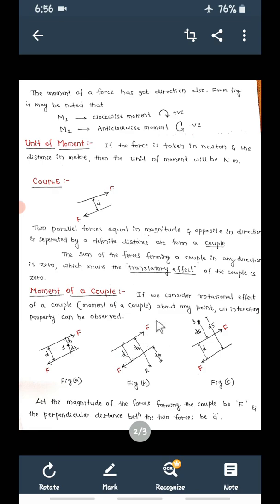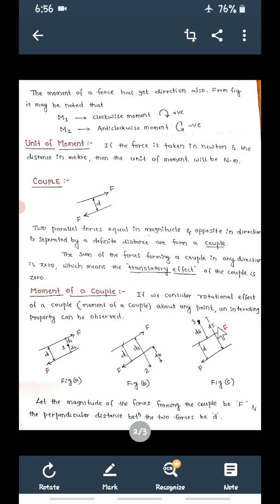Similarly, in the same sketch, the forces F are separated by a perpendicular distance d. Now I am going to take a second point here, point 2. From one force to point 2 the perpendicular distance is D3, and from the other force to point 2 it is D4.